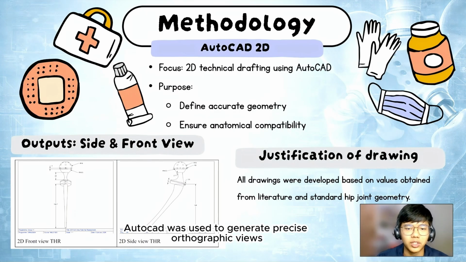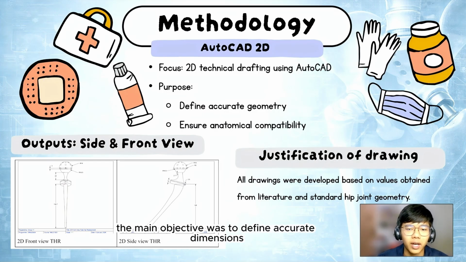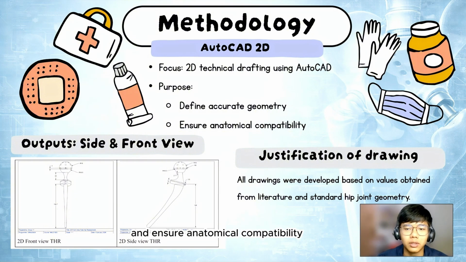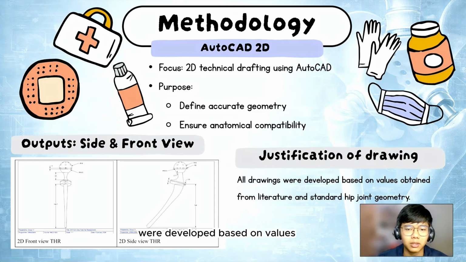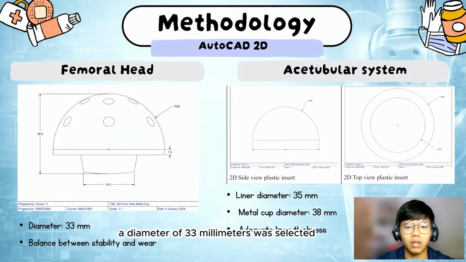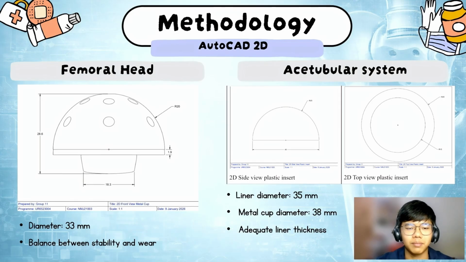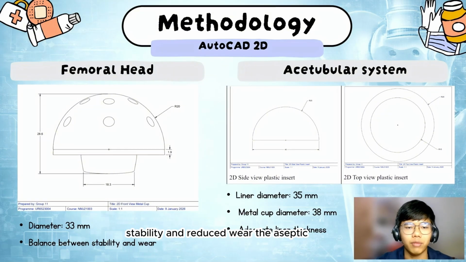AutoCAD was used to generate precise orthographic views of the total hip replacement components. The main objective was to define accurate dimensions and ensure anatomical compatibility before proceeding to any 3D modeling. All drawings were developed based on values obtained from the literature and standard hip joint geometry. For the femoral head, a diameter of 33 millimeters was selected. According to literature, this size provides a good balance between joint stability and reduced wear.